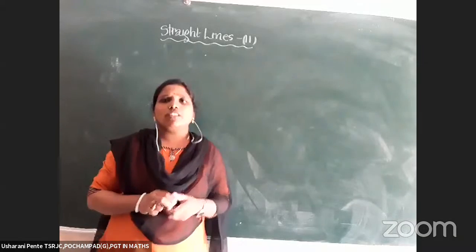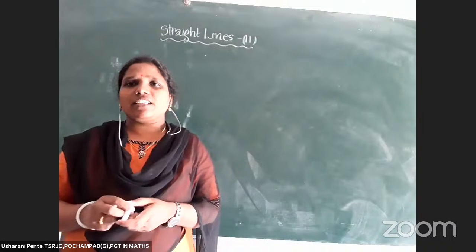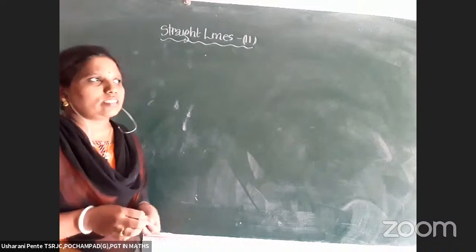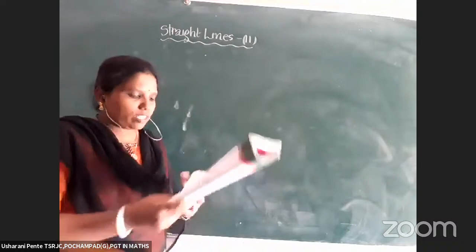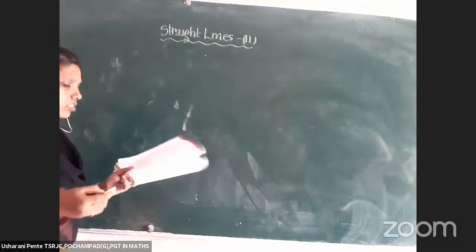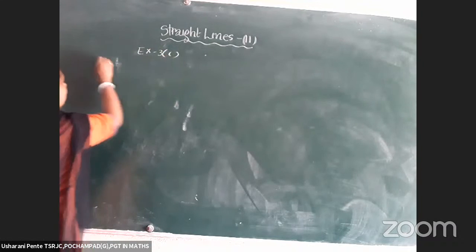Good afternoon, students. In the previous class, we discussed some sums in exercise 3C. In the third bit, a few sums remain. So I'll explain how to do them, and you all need to do that. First one: find the point on the straight line which is equidistant from the given points. Exercise 3C, third bit, first one.